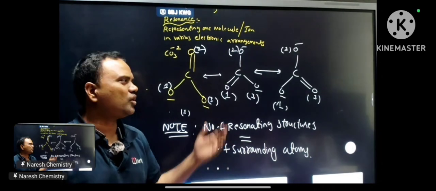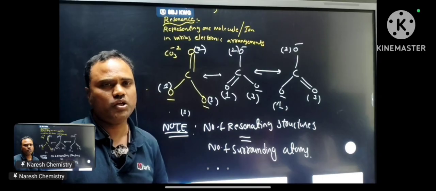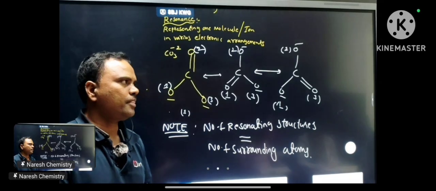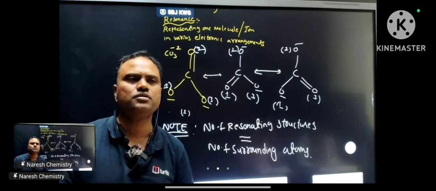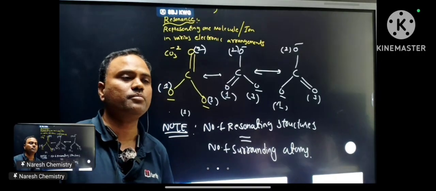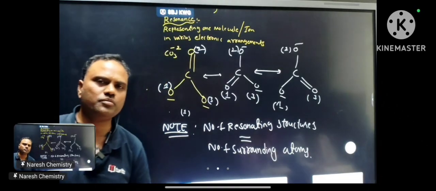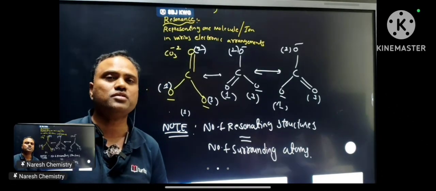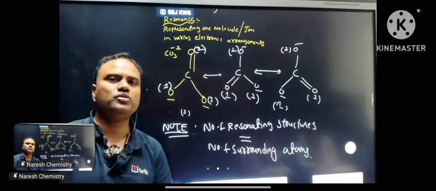Why are we drawing the resonating structures? What is the need to draw the resonating structure? You know bond order. What is the shortcut method for bond order, guys? The 14 electron table. If the number of electrons is 14, then the bond order is 3. I gave the 14 electron table.